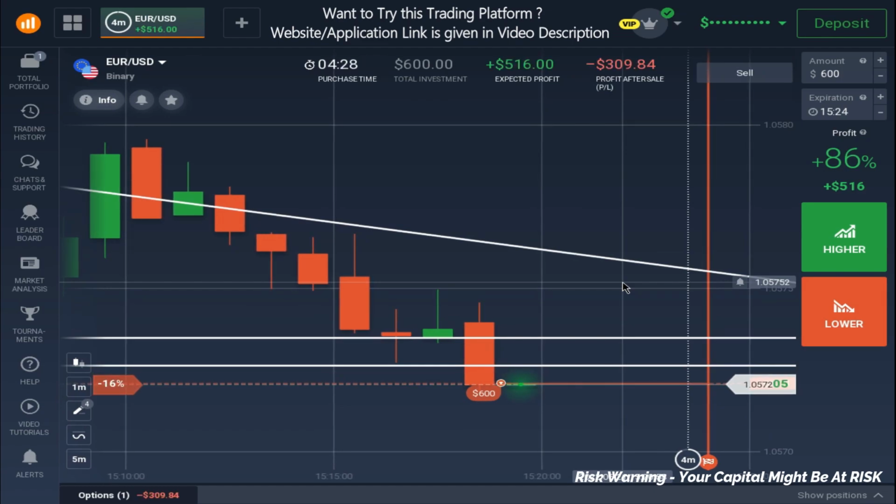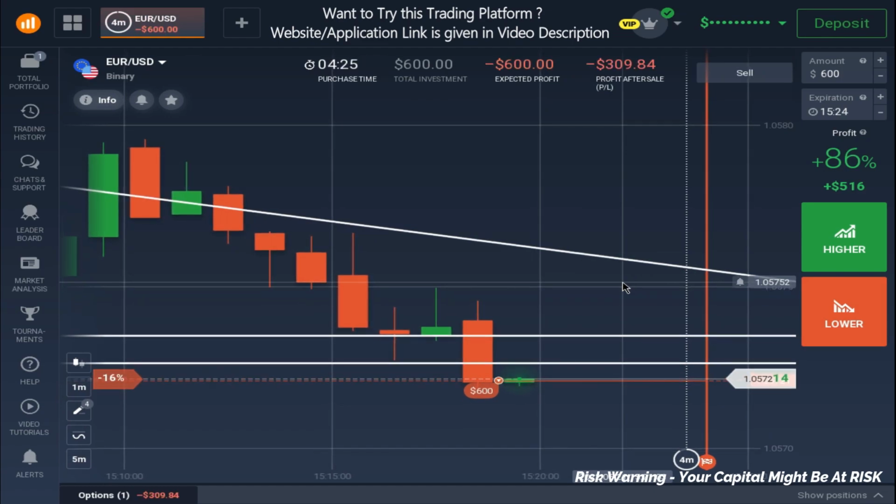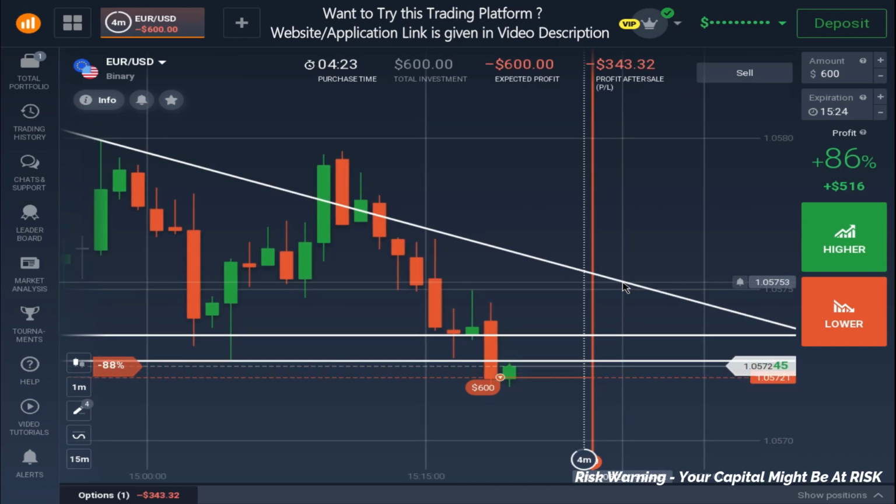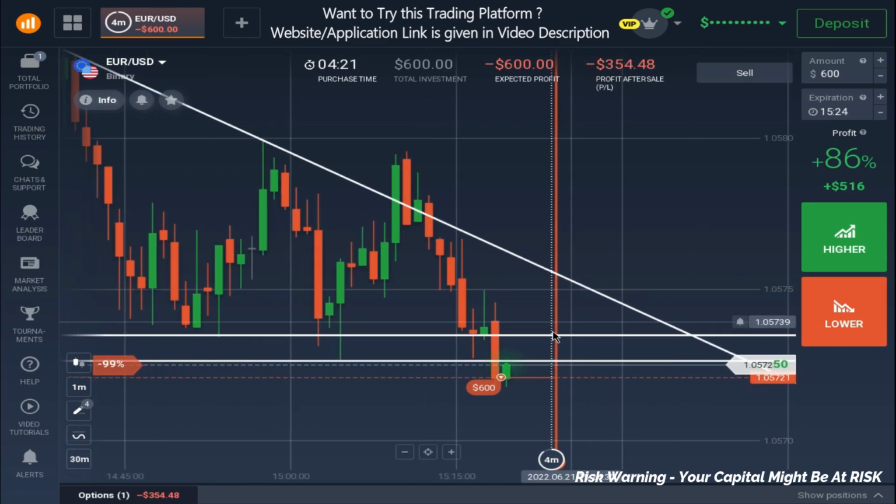So we have taken the trade after waiting for an hour. So now let's wait for the result. The result will be out in the next 5 minutes. So I have taken a breakout.